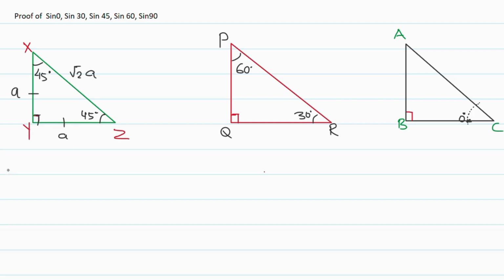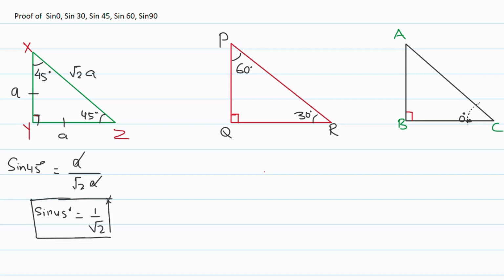Now let's apply the basic definition of sine of the angle. So the angle is 45, so let's take 45. What is the sine theta definition? Opposite upon hypotenuse, right? So opposite is how much? a, and then the hypotenuse is root 2a. You can see a and a will get cancelled, so sine 45 degree will become how much? 1 by root 2. That's why the value of sine 45 is 1 by root 2.